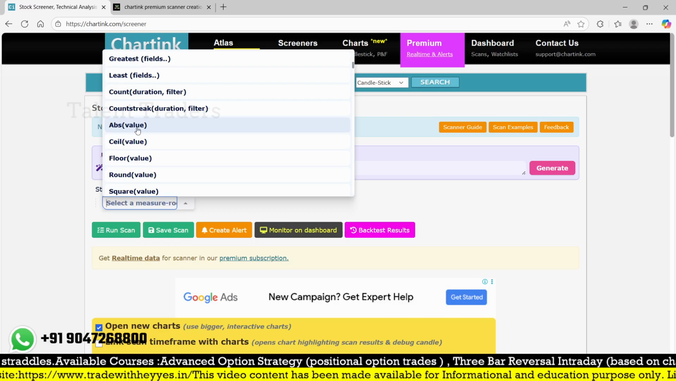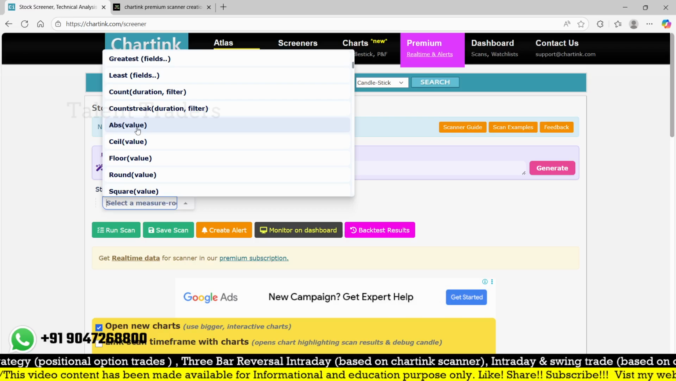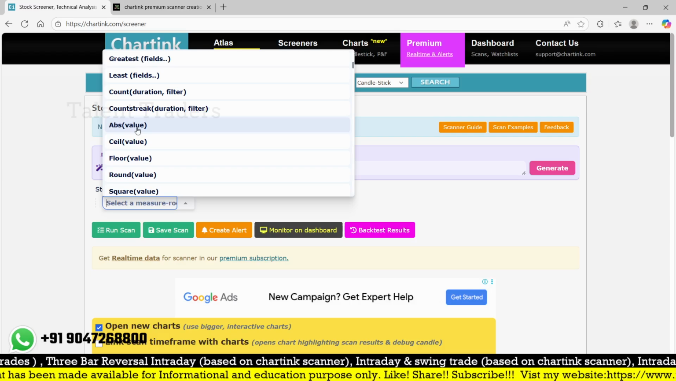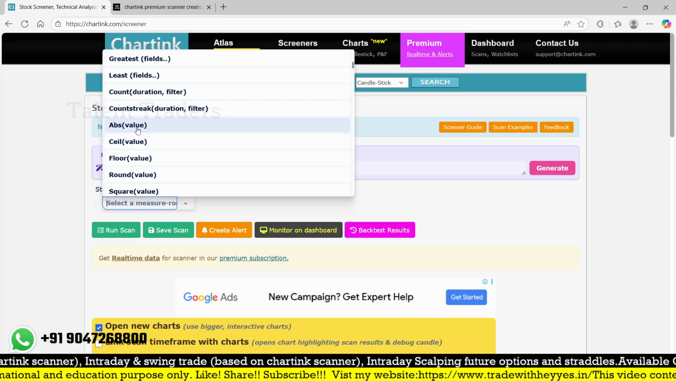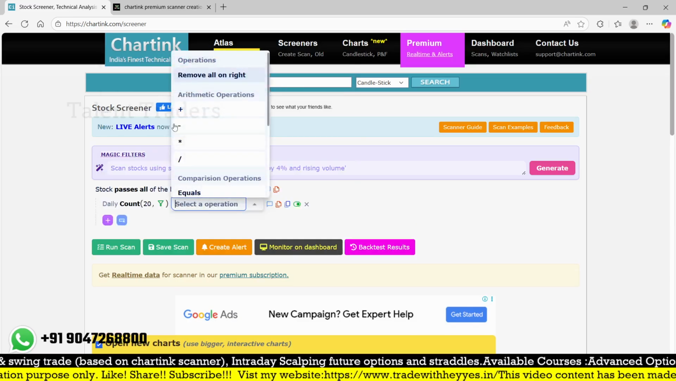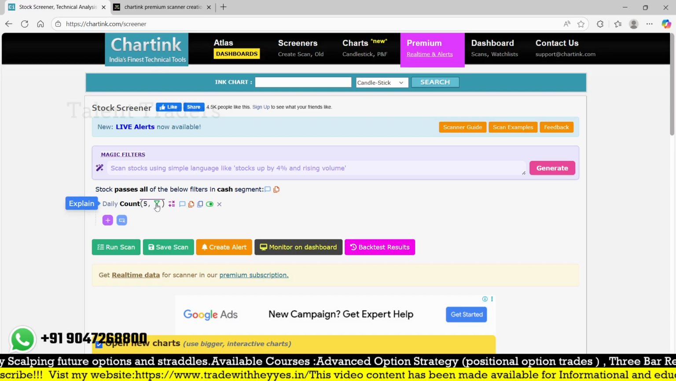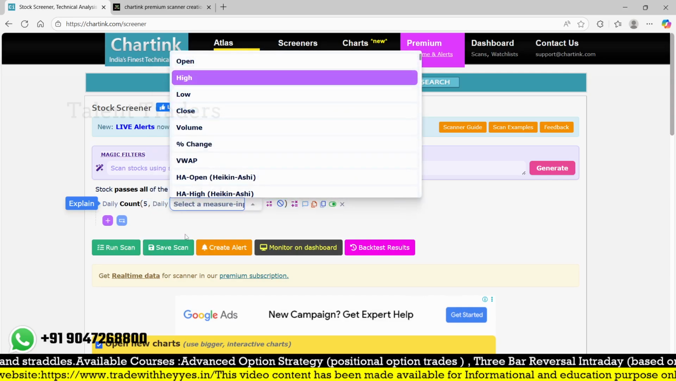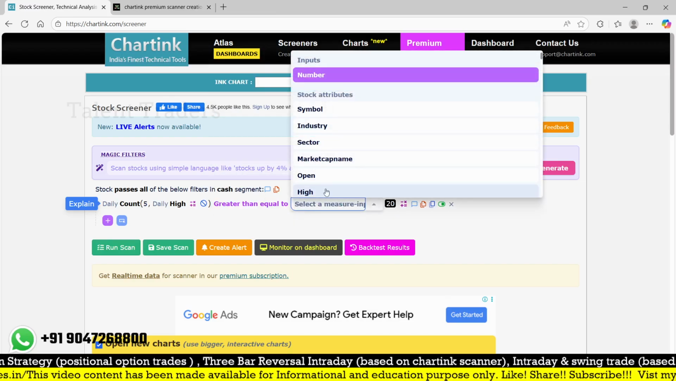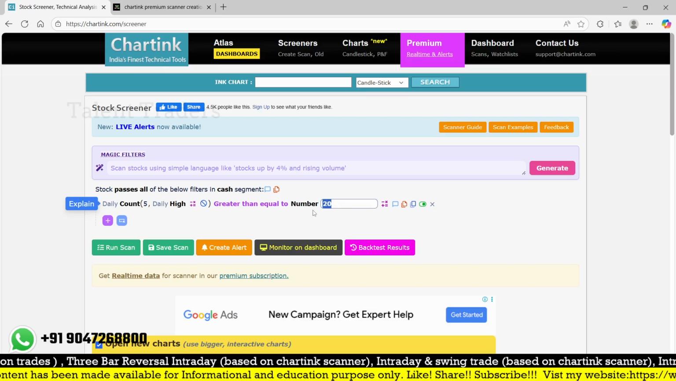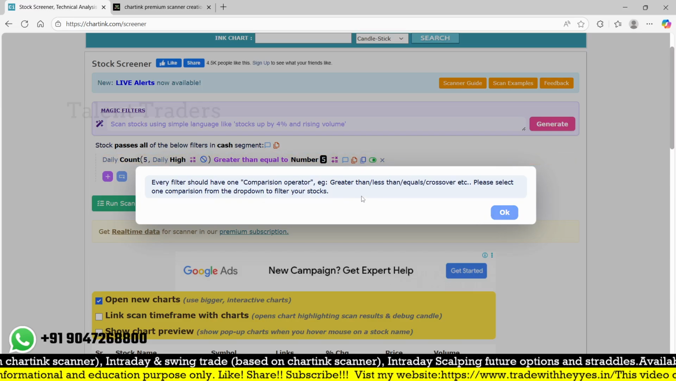By using the count function, we can easily find out whether something happened in any one of the candles, or count over the last five. For example, today's high must be the highest level compared to the last few. So let me create this count function. For example, if I count the last 5 days, here today's high must be greater than or equal to, and the number to use is 5.